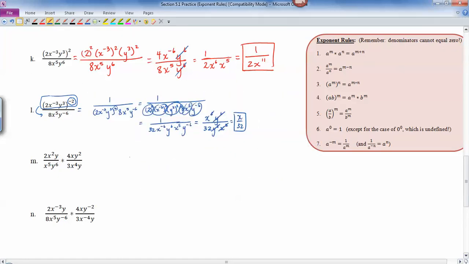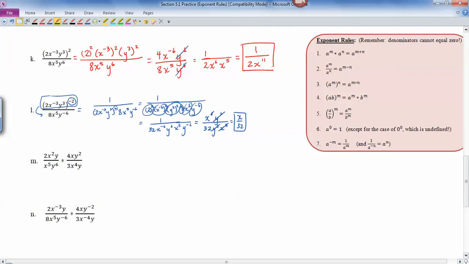Okay, so for part M, I'm multiplying two fractions together. When you do that, you just multiply straight across the top and straight across the bottom. So this is going to turn into, well, if we multiply across the top, I got 2 times 4 is 8. I've got x squared times x. Right? Well, actually, let's do this. Why don't we just simplify what we can first?